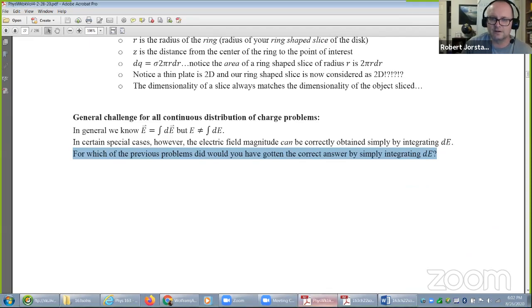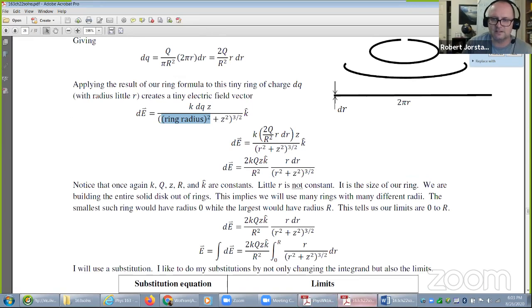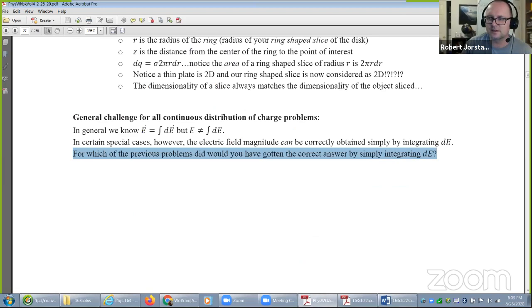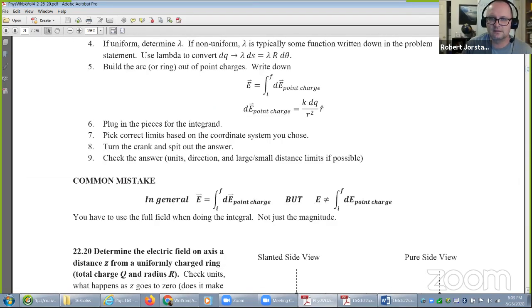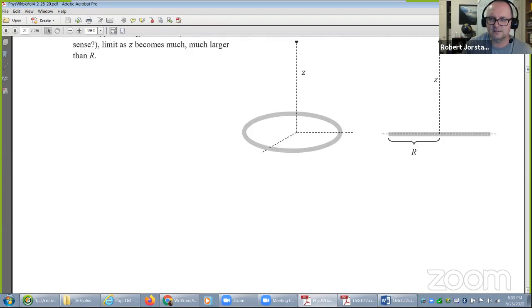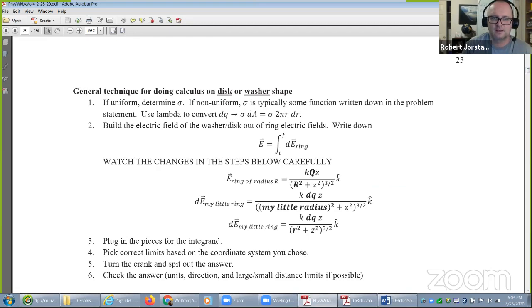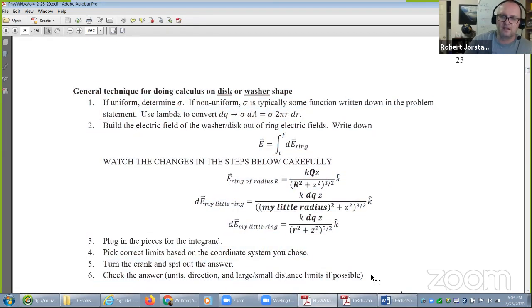Let me go back to here. Whoops, back to here. Where am I? Geez, this one? Sorry. That's rods. Okay, there we just did arcs. Sorry, I'm scrolling here. This is it. Now we're on page 23. So this is the detailed version of that.